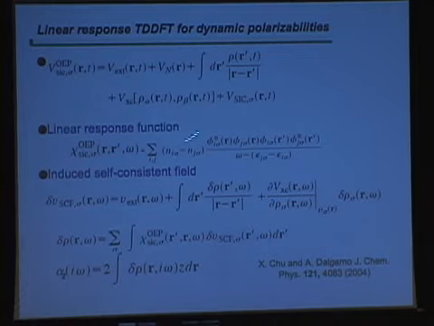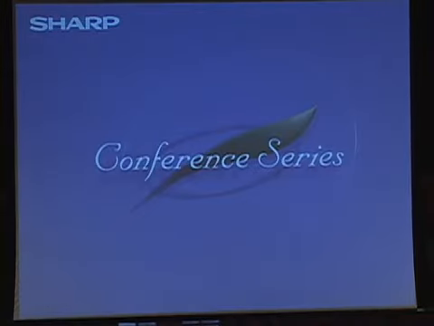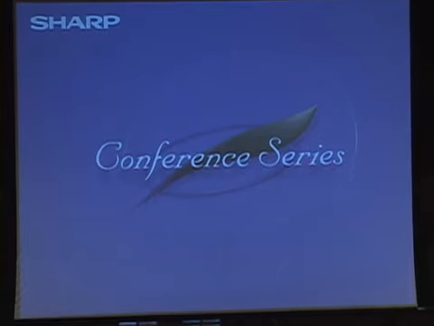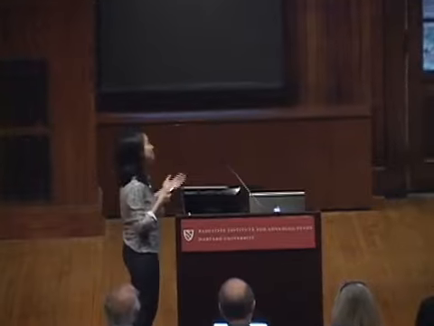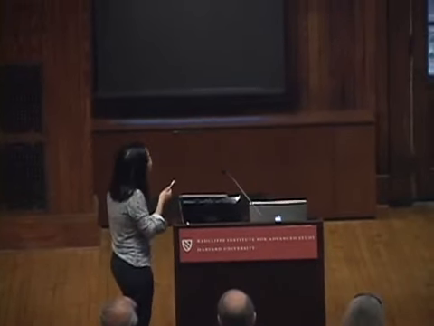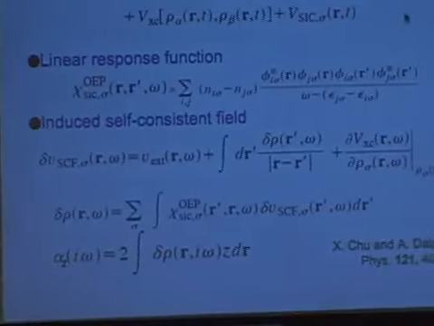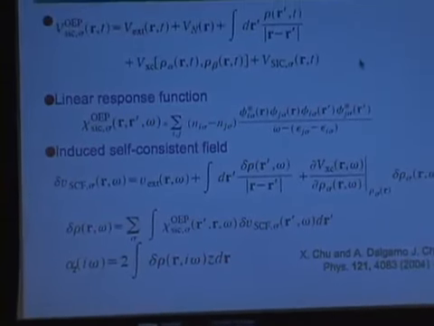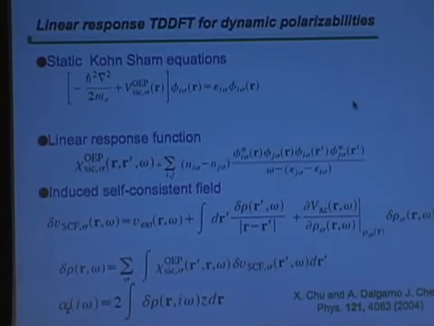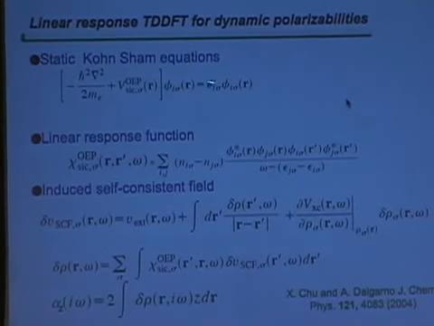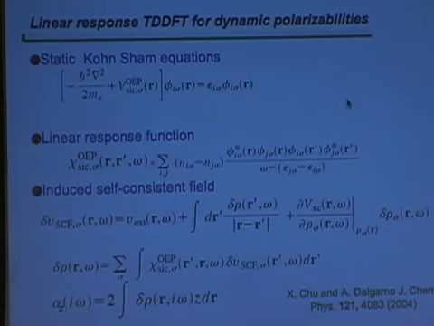If we set the time to be 0, if t equals 0, then this reduces to the static potential as in the Kohn-Sham equation. This is the Hamiltonian for a Kohn-Sham equation. So if we solve the Kohn-Sham equation, we obtain a whole set of spin orbitals and the associated energies.